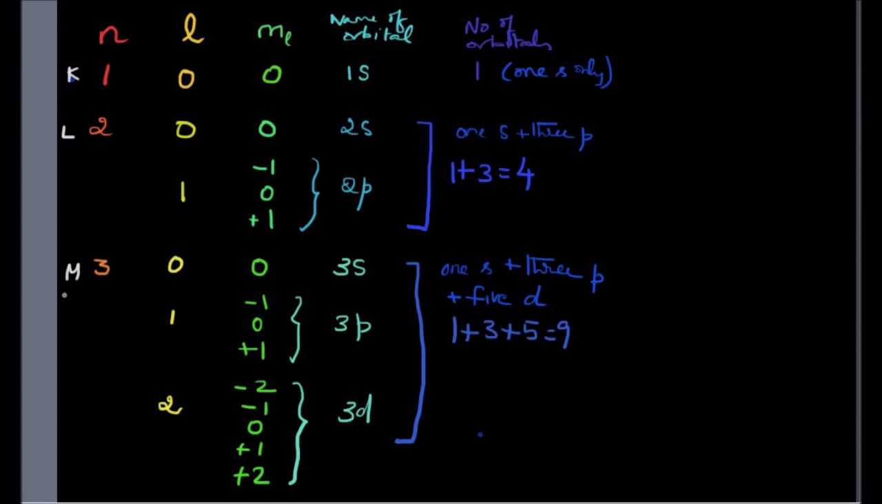Then when L is equal to 2, ML has 5 values. That means there are 5 orbitals in the D subshell. So we understand that the third shell has 1 number of S subshell, 3 numbers of P subshell and 5 numbers of D subshell. Altogether there are 1 number of S orbital, 3 numbers of P orbitals and 5 numbers of D orbitals. There are altogether 9 orbitals in the third shell.